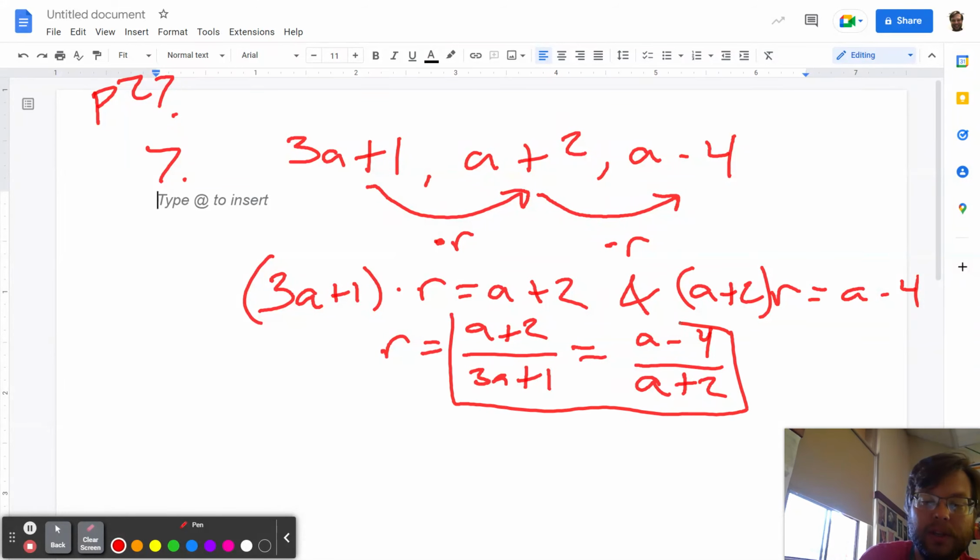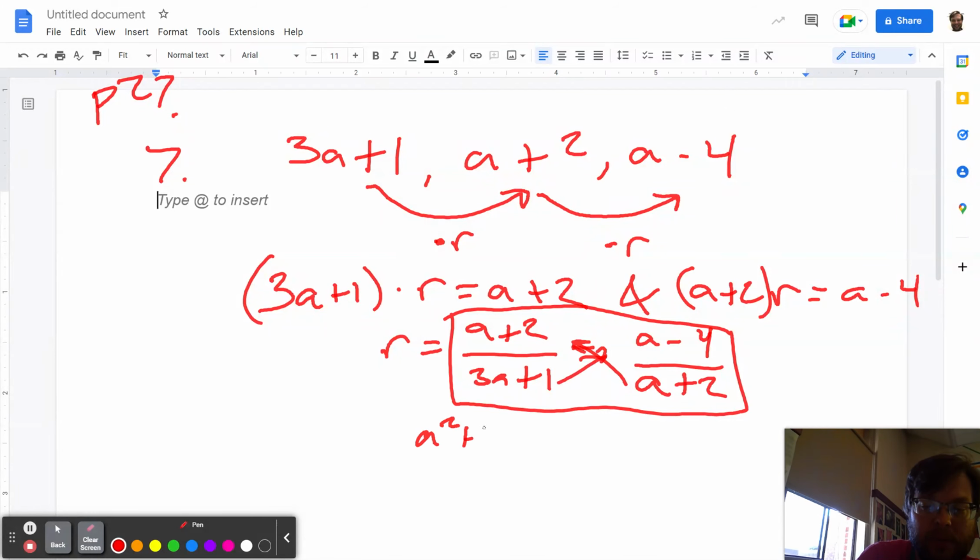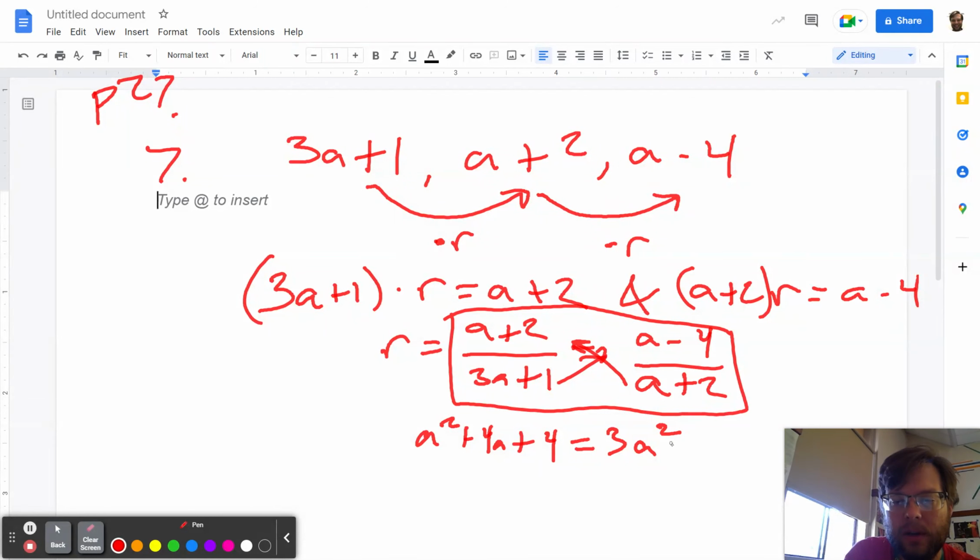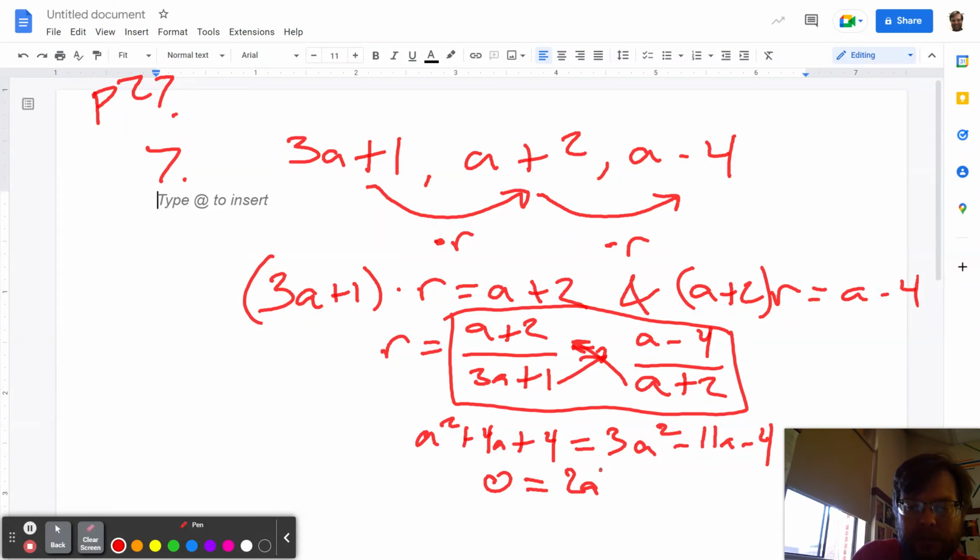Then I can work just with this. Cross multiplying, I'll get a squared plus 4a plus 4 equals, let's see, probably make a mistake here, 3a squared minus 12a, so minus 11a minus 4. I think that's right. 3a squared, there's negative 12. Okay, that looks good to me. And then we got a quadratic, so let's make everything equal to 0. So subtract a squared, subtract 4a, subtract 4.